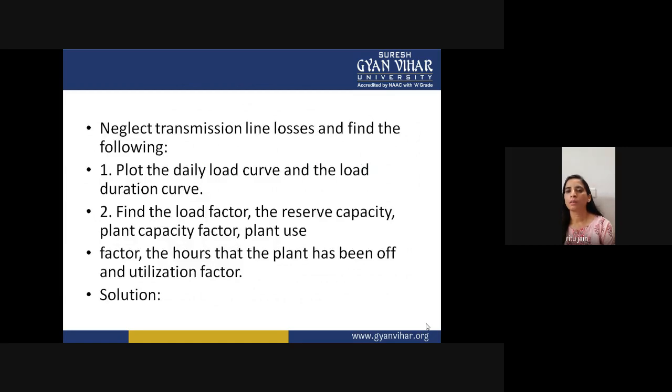What you have to do first is draw the daily load curve and the load duration curve, which we have already drawn in our previous lecture. And the second point is you have to find the load factor, the reserve capacity, the plant capacity factor, plant use factor, the hours that the plant has been off, and the utilization factor. So we will discuss the second point in this lecture.